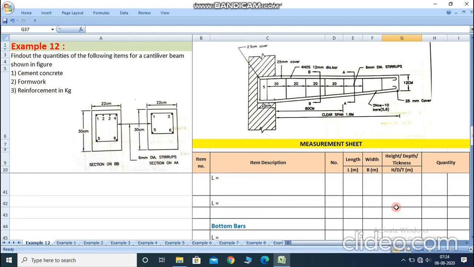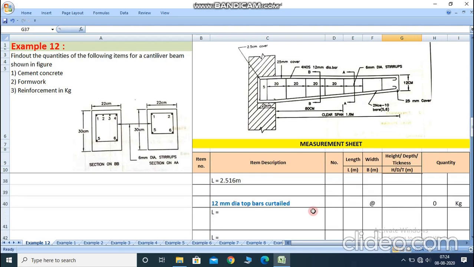Now let's calculate the 12 mm diameter top bar curtail. So here also in the curtail, 2 bar is provided.